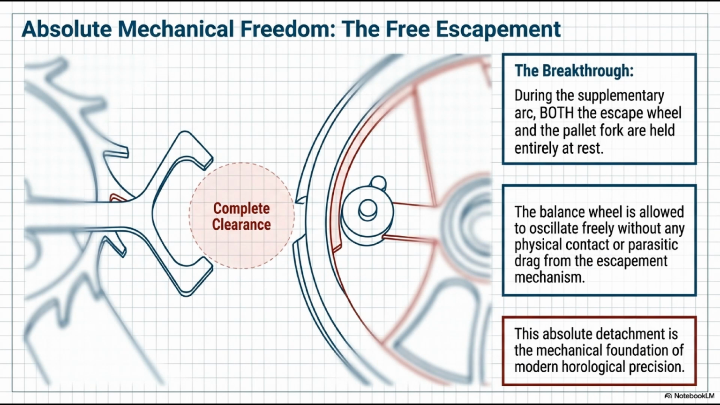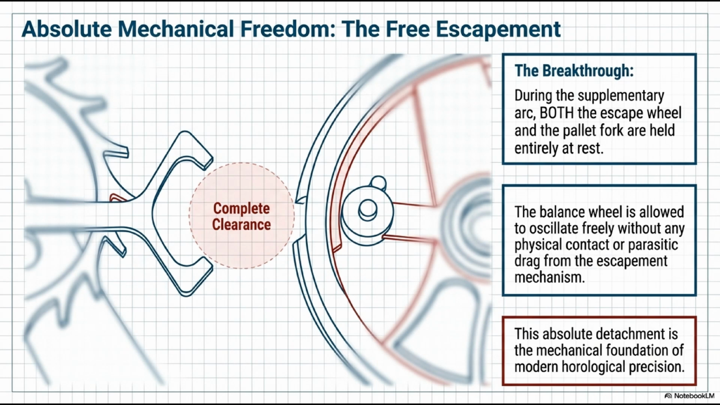Under these conditions, the only forces acting on the balance wheel are the restoring torque of its own hairspring, which is essentially constant for a given amplitude and temperature, and the extremely small damping force of air resistance, also essentially constant. No variable forces. No torque that changes with mainspring tension. No friction that varies with lubrication state.